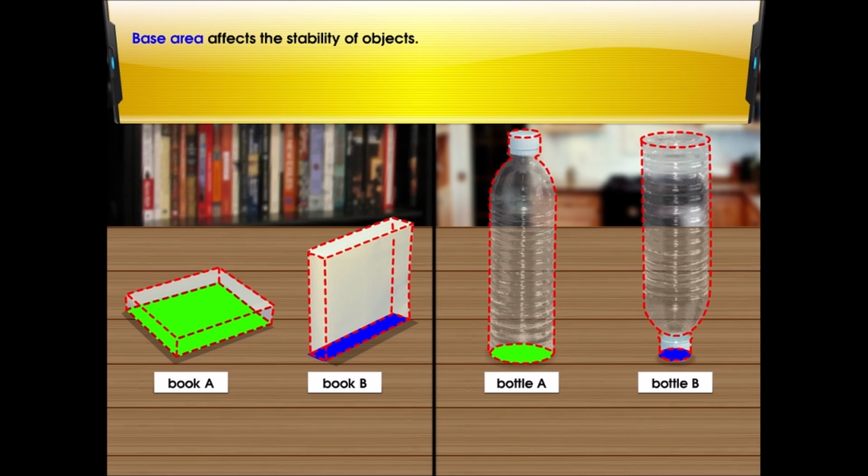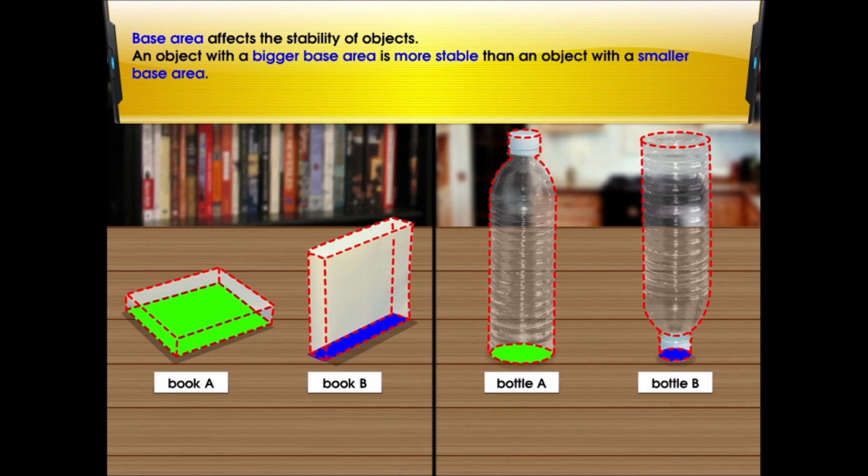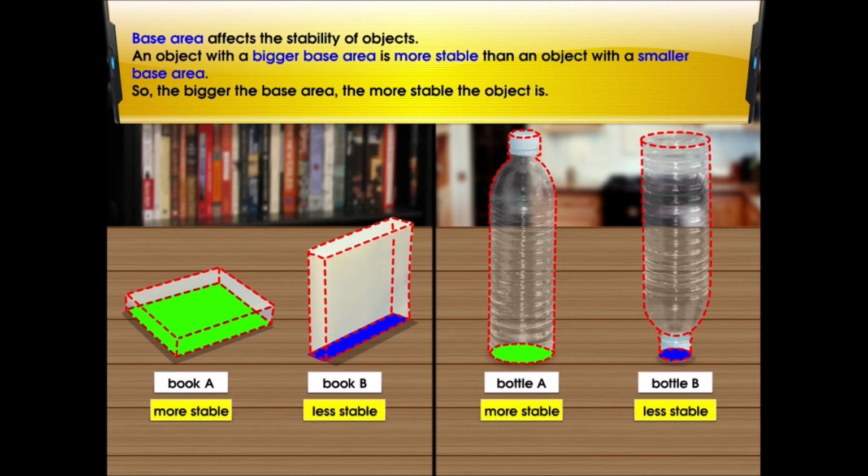Stability of objects. An object with a bigger base area is more stable than an object with a smaller base area. So, the bigger the base area, the more stable the object is. Base area is a factor that affects the stability of an object.